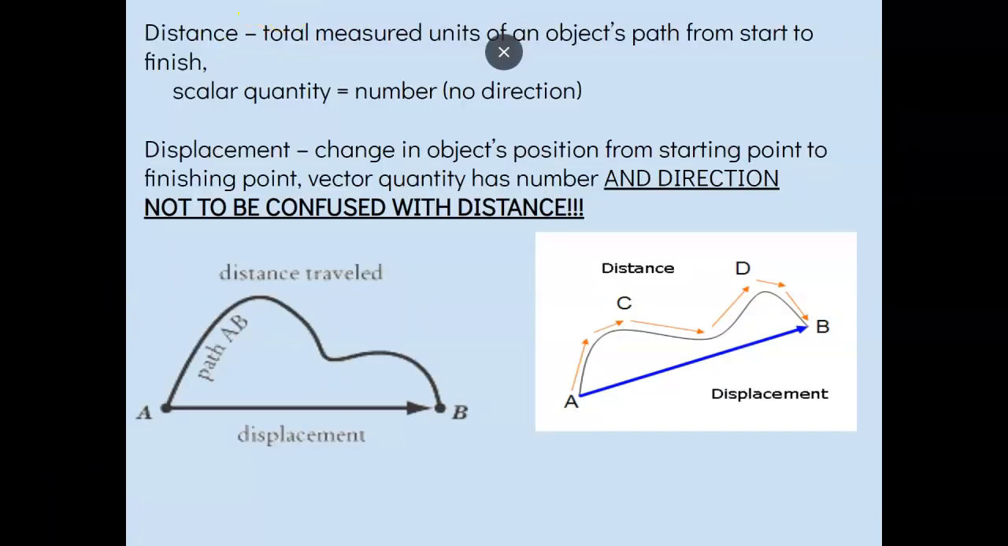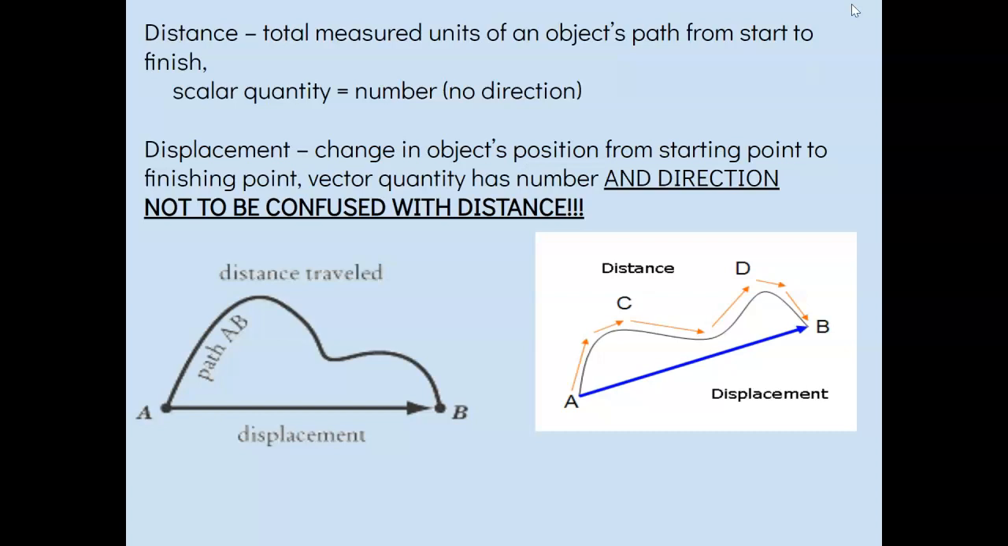So distance is the total measured units of an object's path from start to finish. And so basically this just means it tells you how far you traveled. And this is something called a scalar quantity. Now, scalar quantities have a number but no direction. So when you're talking about distance, it's only going to be in like meters, centimeters, etc. So the units on it will not have a direction.